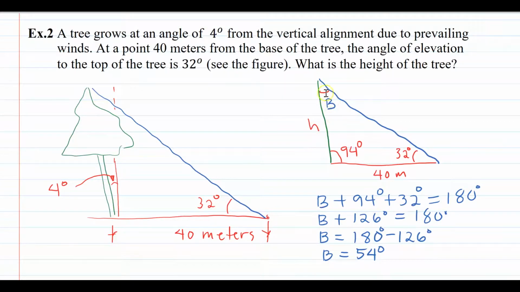Now let's call this angle here B. Now we know that in Euclidean geometry or plane geometry, the sum of the interior angles in a triangle is always equal to 180 degrees.